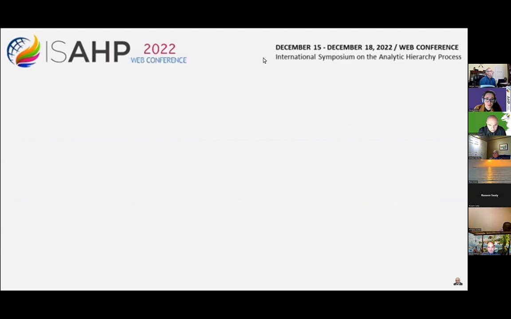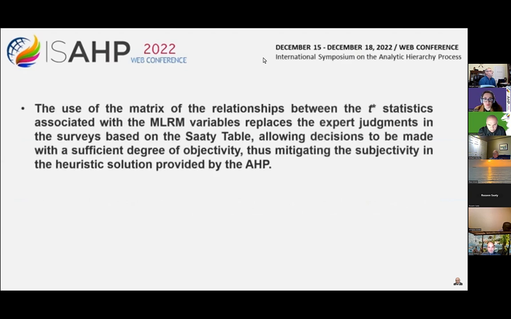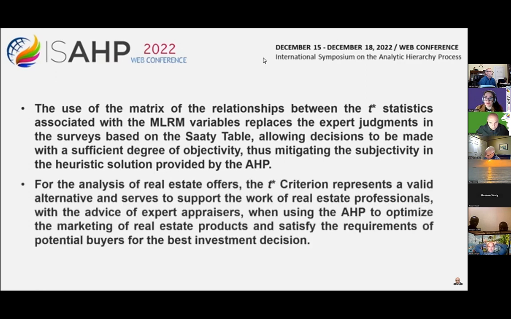Conclusion. The use of the matrix of the relationships between the T** statistics associated with the multiple linear regression model, MRLM, variables replaces the expert judgments in the surveys based on the SAHP table, allowing decisions to be made with a sufficient degree of objectivity, thus mitigating the subjectivity in the heuristic solution provided by the AHP. For the analysis of real estate offers, the T* criterion represents a valid alternative and serves to support the work of real estate professionals, with the advice of expert appraisers, when using the AHP to optimize the marketing of real estate products and satisfy the requirements of potential buyers for the best investment decision.